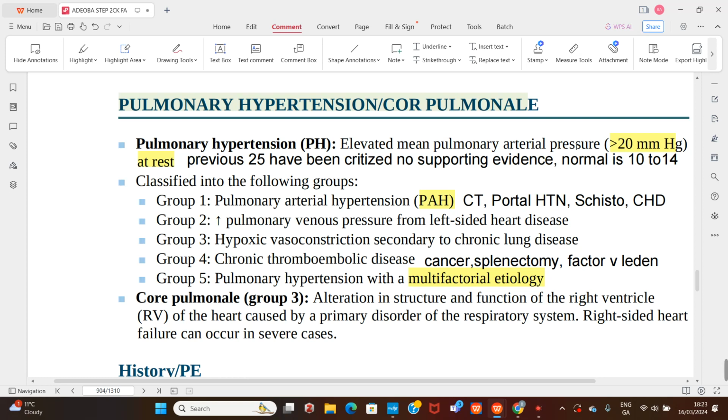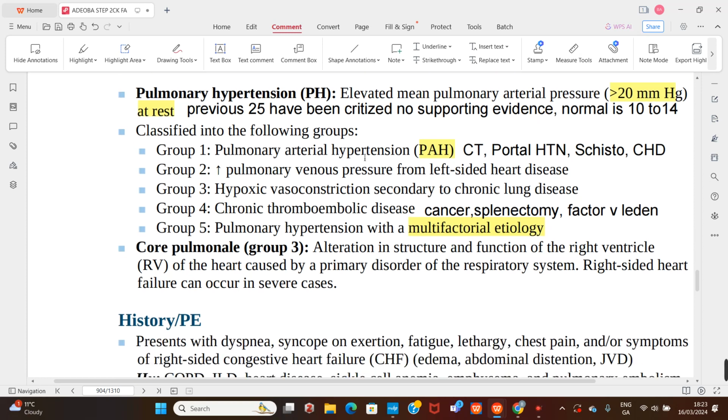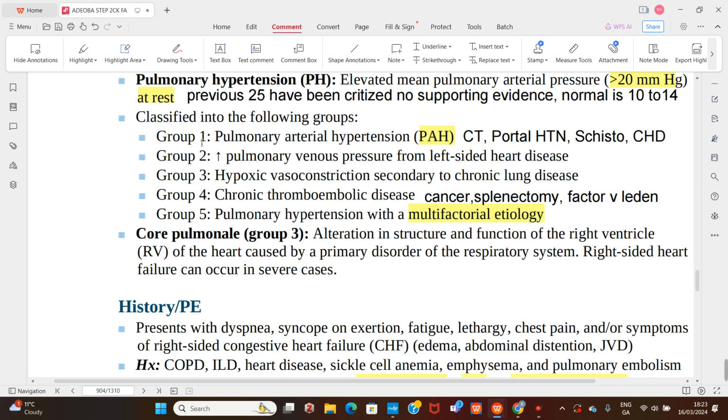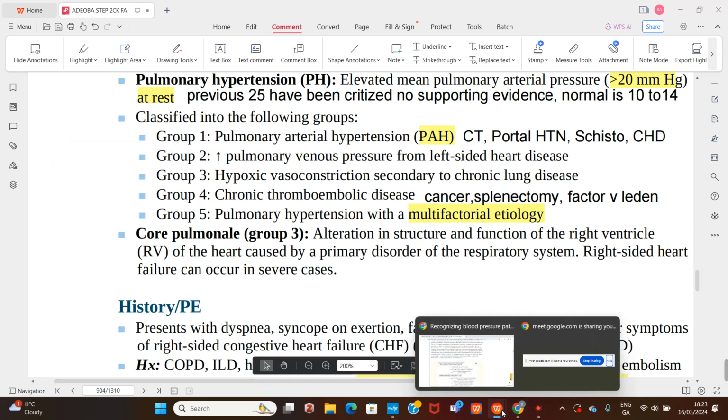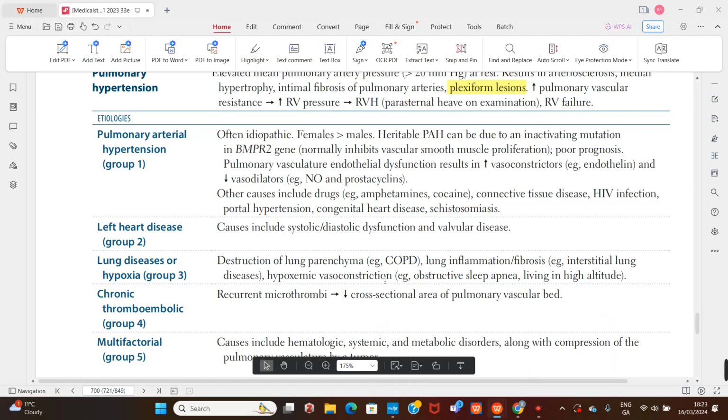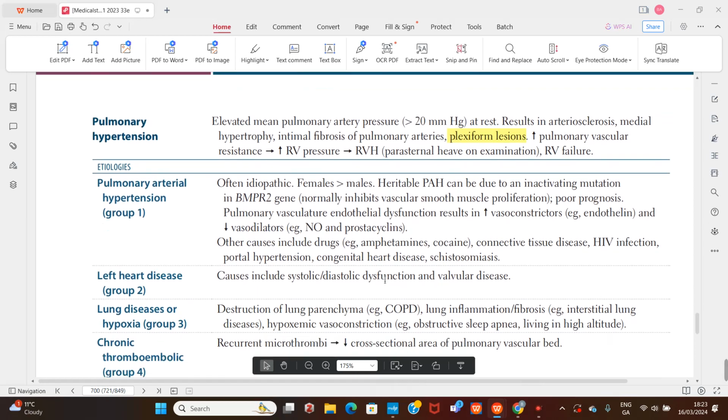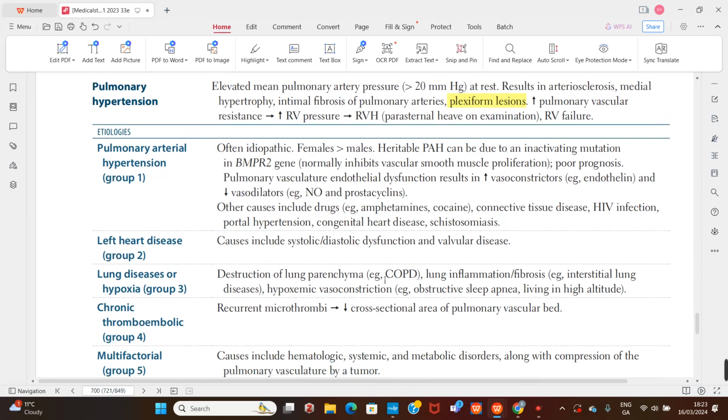Mean pulmonary arterial pressure greater than 20 at rest is pulmonary hypertension. So we have 5 different categories. The first group is talking about the one that shares with the artery itself. So I think I should use the step 1 because step 1 is more explanatory. So the first one is the pulmonary arterial hypertension. So that's the first group.